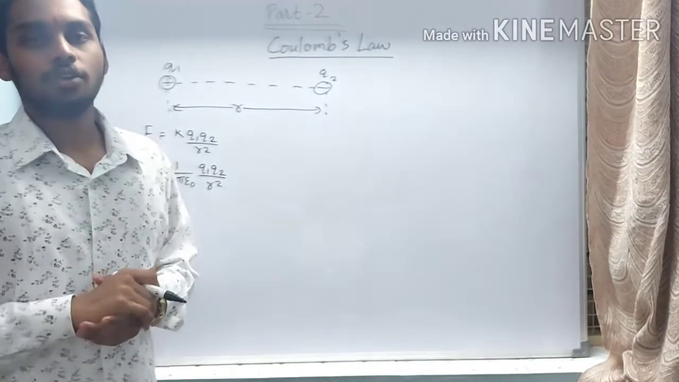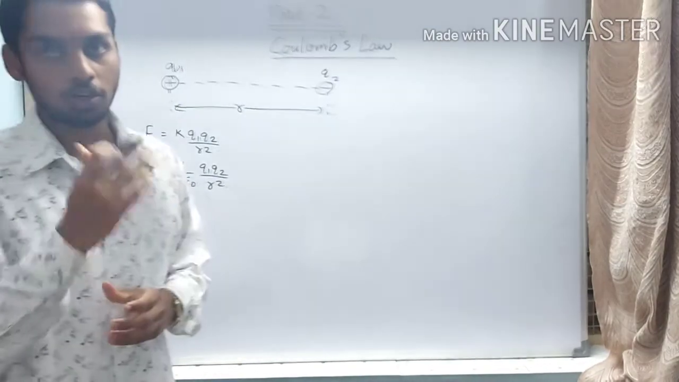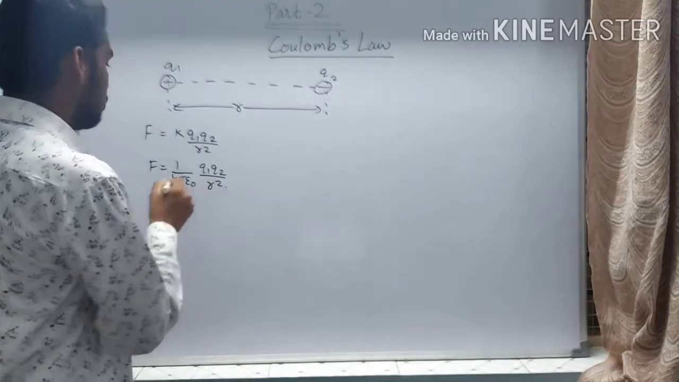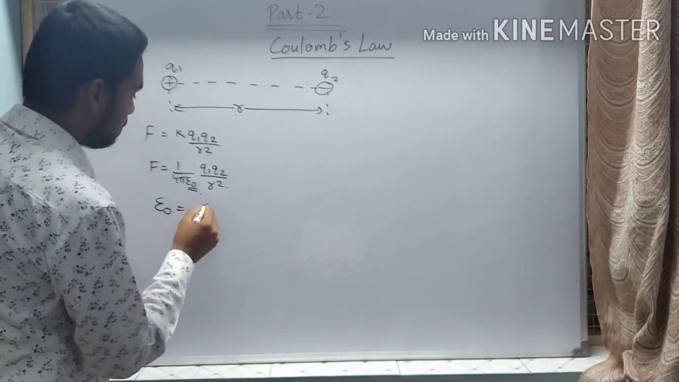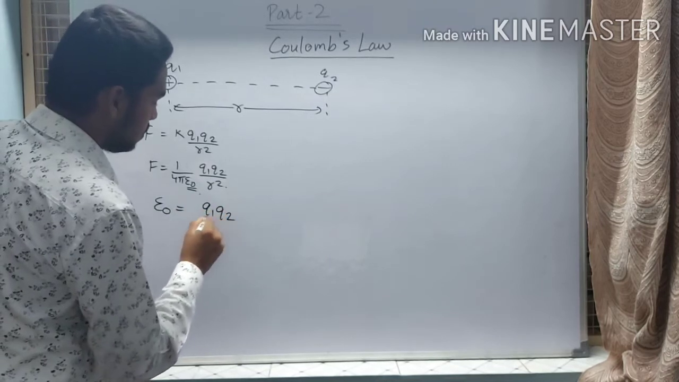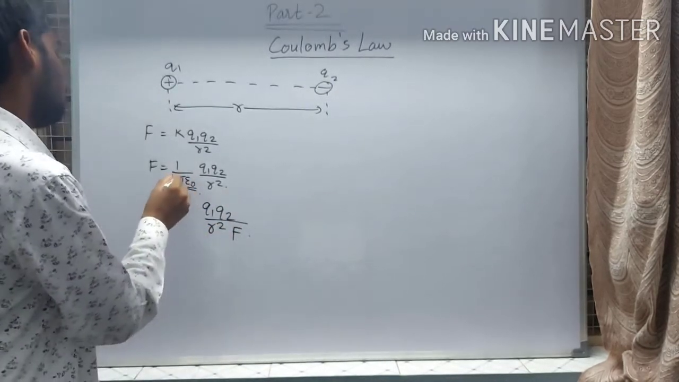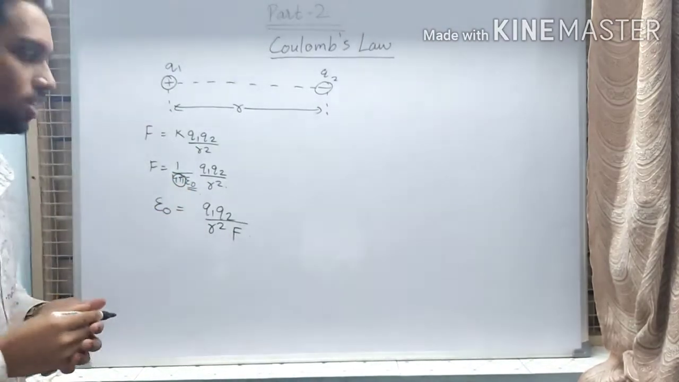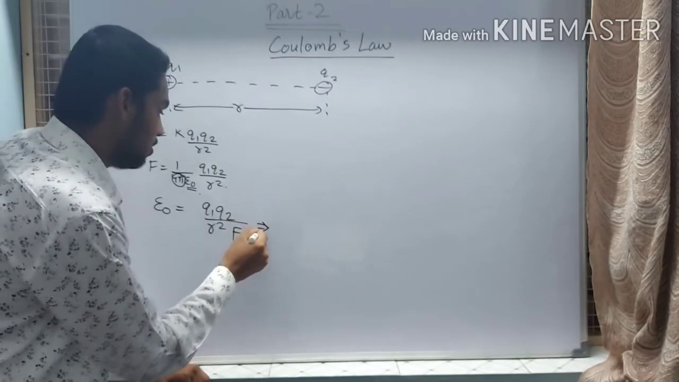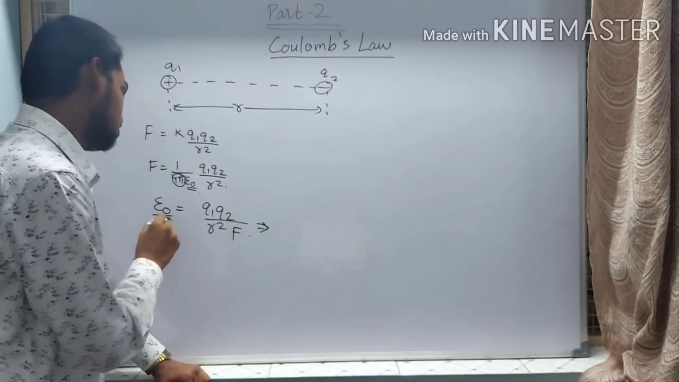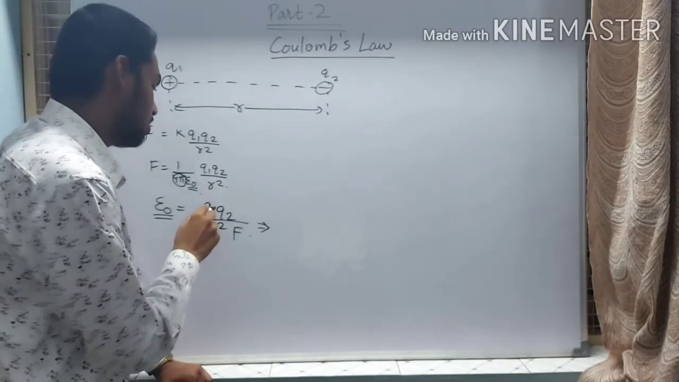Friends, in the last video I told you that we will learn about the SI unit of epsilon naught. So we are going to deal with that. If I want epsilon naught, let me rearrange the terms, and 4 pi is going to be a constant, so there is no unit for it. So how can we tell the SI unit of epsilon naught? Epsilon naught can be given in this way.